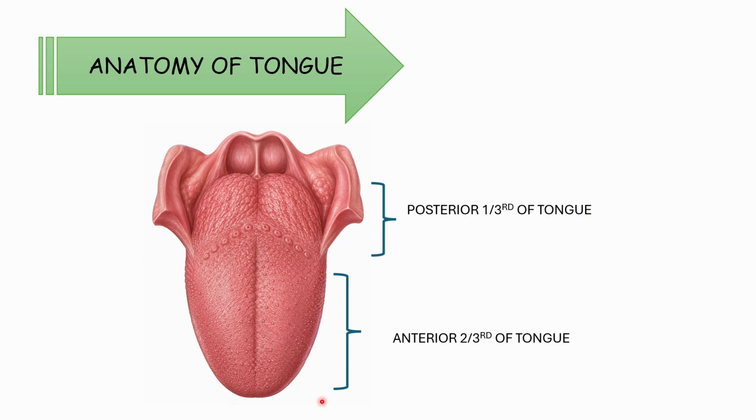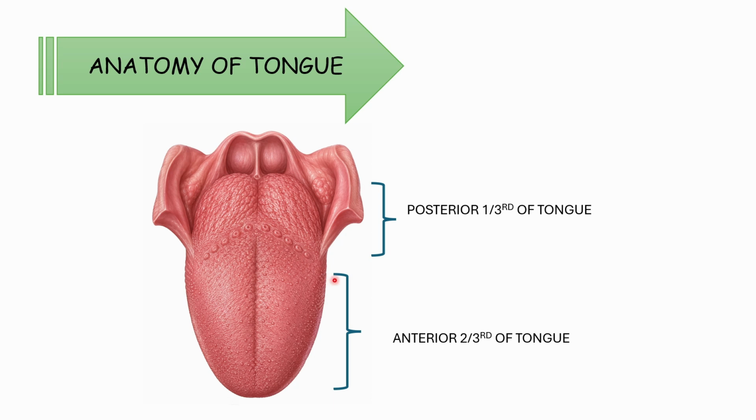At birth, both the anterior 2/3 and posterior 1/3 are located within the oral cavity itself. Later, the posterior third of the tongue descends into the oropharynx, and that happens by 4 years of age. Consequently, in adults, the anterior 2/3 of the tongue is located in the oral cavity and the posterior part of the tongue is located in the oropharynx.